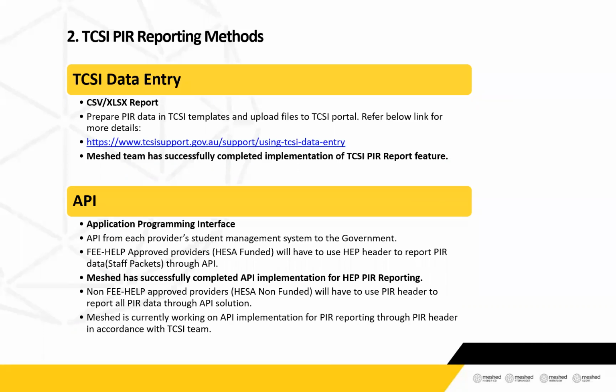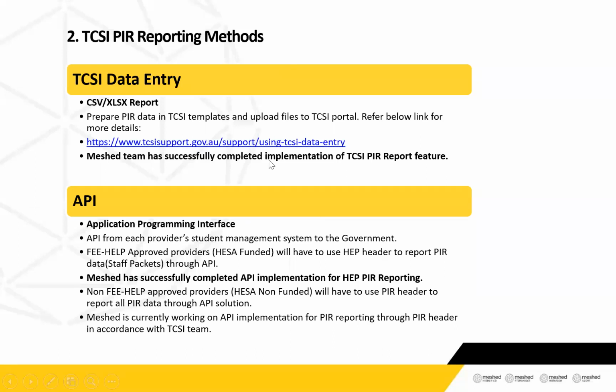So now let's see the two methods that are available to do your PIR reporting. The first method is TCSI data entry. Here you have to prepare PIR reports based on the format that is provided by the TCSI team, in which you must have captured all your PIR data. Once the PIR reports are ready, you can upload them on the TCSI portal.